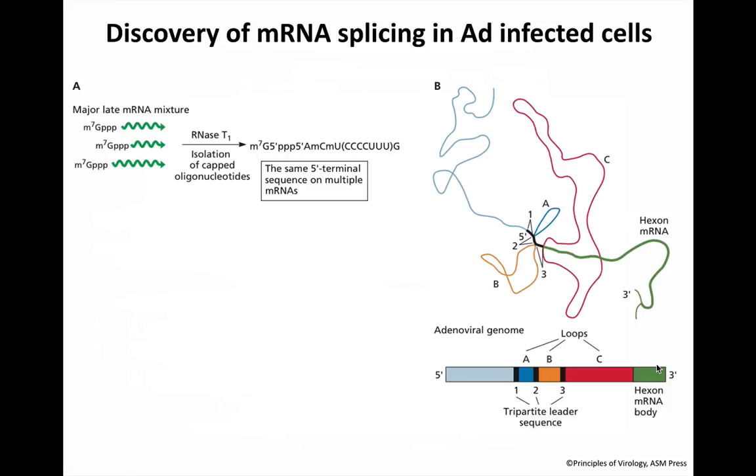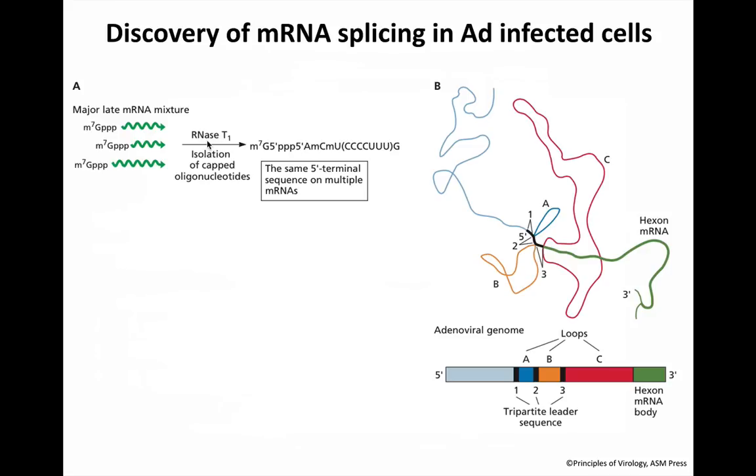So this slide summarizes the data that led to the conclusion that mRNAs in adenovirus-infected cells are spliced. On the left, we have the major late mRNAs, which are a mixture of different mRNAs of different lengths, all made from the same promoter. These are digested with RNase T1, which cuts after a G residue, and then the capped oligonucleotides were isolated. What they found was that the same 11 nucleotide sequence was present at the 5' ends of all the late mRNAs, and that was a bit puzzling to the investigators.